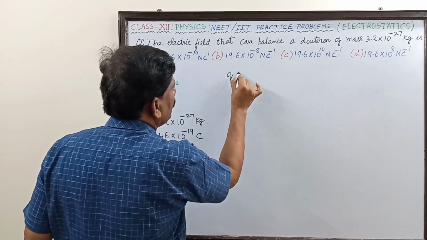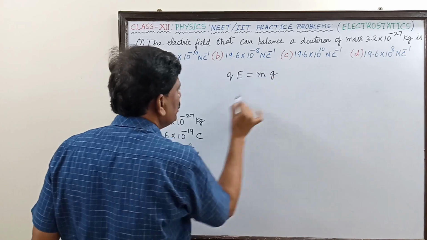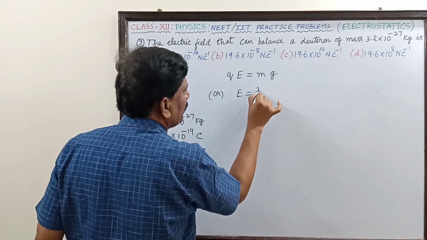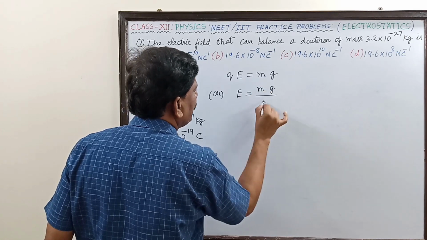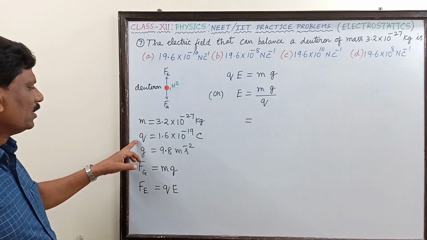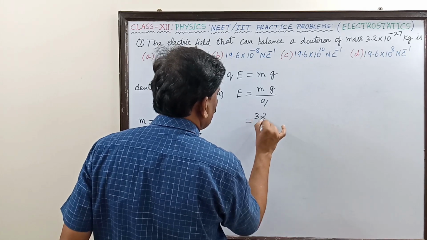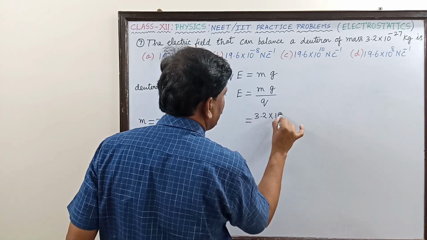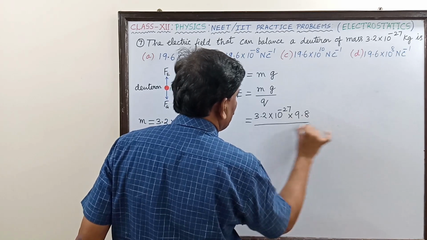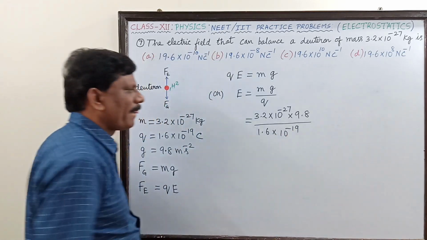So qE, the electrical force, must be equal to mg, or the electric field is now equal to mg divided by q. So I am going to substitute m, q and g. So m is 3.2 × 10^-27 into 9.8 divided by 1.6 × 10^-19.